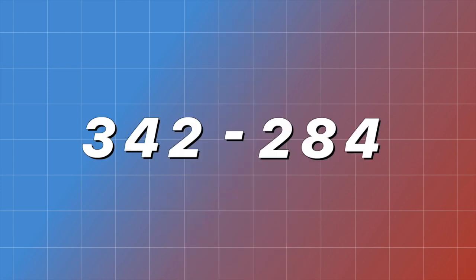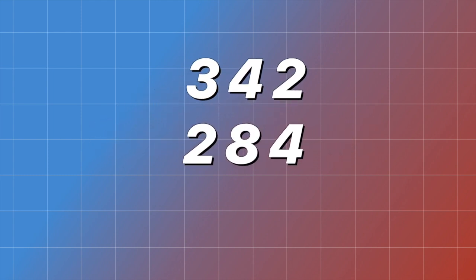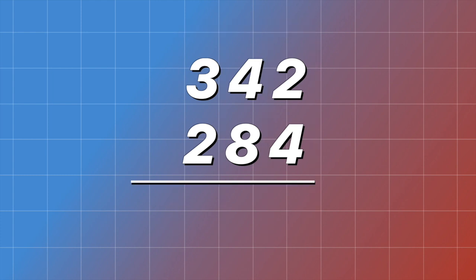Let's begin with our first example, 342 minus 284. First, we align the numbers vertically, ensuring the larger number is on top. We organize the units, the tens and hundreds columns. We draw a horizontal line under the bigger number and the minus sign. Now, let's proceed with the calculation.